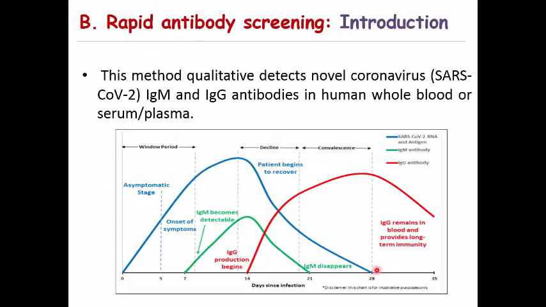Okay, so that was all about the most commonly used method, that is RT-PCR. The next method is rapid antibody screening. As the name suggests, it is a screening method only. This method qualitatively detects novel coronavirus antibodies. Okay, they are not detecting the antigen. In RT-PCR we are detecting the antigen. In this we are detecting antibodies from human whole blood or serum or plasma.